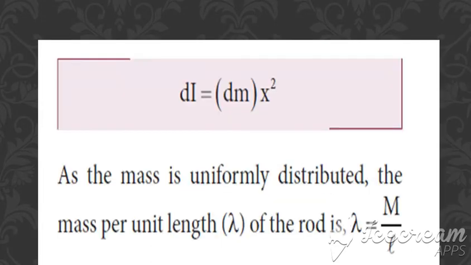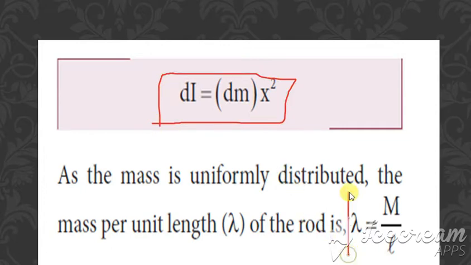So these are the formulas we have to write. The first formula is dI is equal to dm into x square, where x denotes the distance. Next is the mass per unit length, that is lambda. Lambda is equal to m by l. So the first formula is dI is equal to dm into x square, and then the next formula is lambda is equal to m by l.